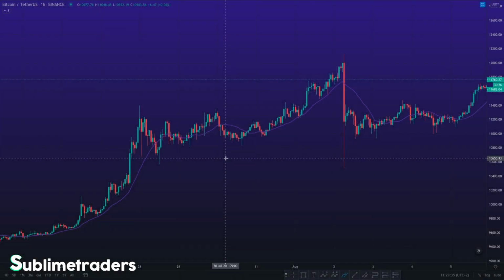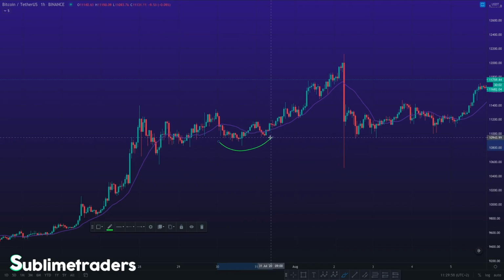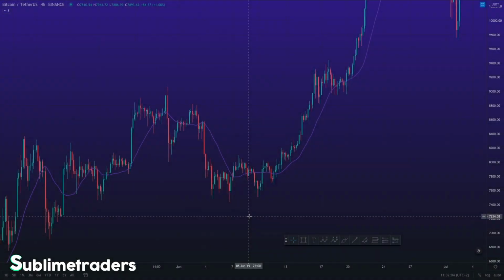Next up, we have the rounding bottom chart pattern that can signify a continuation or a reversal. For instance, during an uptrend of an asset's price, it may fall back slightly before rising once more, and this would be like a bullish continuation. You can see it in this shape, and in my experience this is a reversal pattern, and also helps identify bottoms.